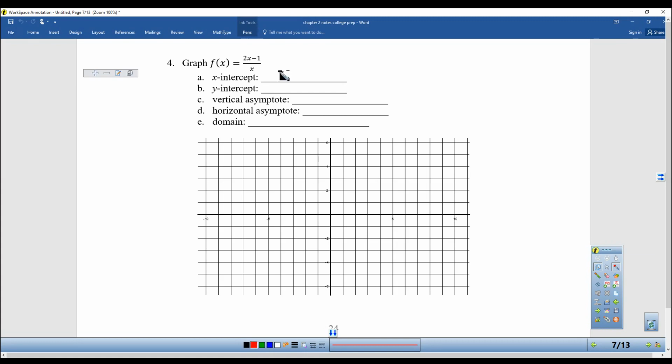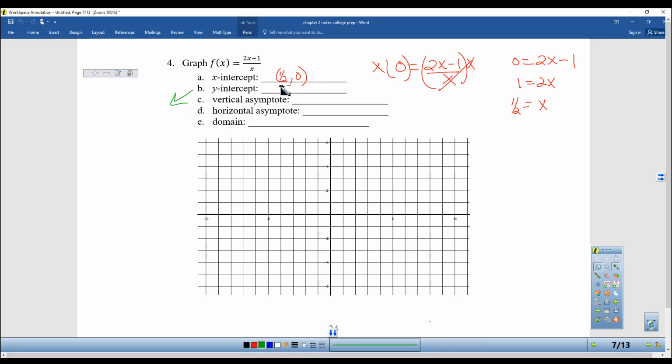X-intercept, something comma 0. How do I get the x-intercept? By letting y be equal to 0. 0 is 2x minus 1 over x. What's the only part of a fraction that can make something equal to 0? The numerator. I can prove that easily. 0 is 2x minus 1. So it's always going to be the numerator that causes it to be equal to 0. Add 1 to both sides, divide by 2. That's my x-intercept.